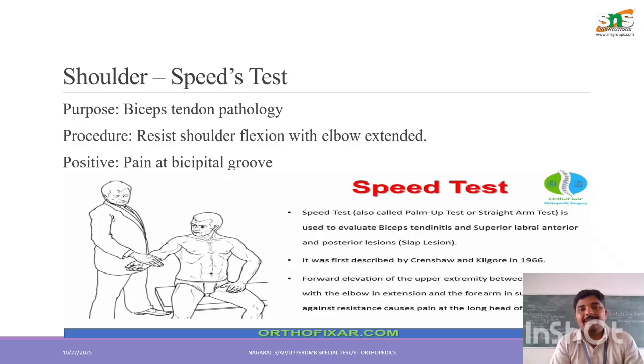Then the shoulder Speed test. Speed test is mainly for biceps tendon pathology. Procedure: resist shoulder flexion with the elbow extended. Pain at the bicipital groove is positive for bicipital tendinitis.